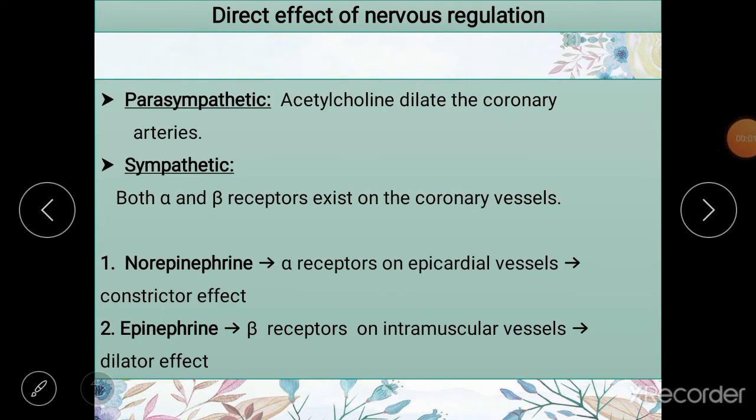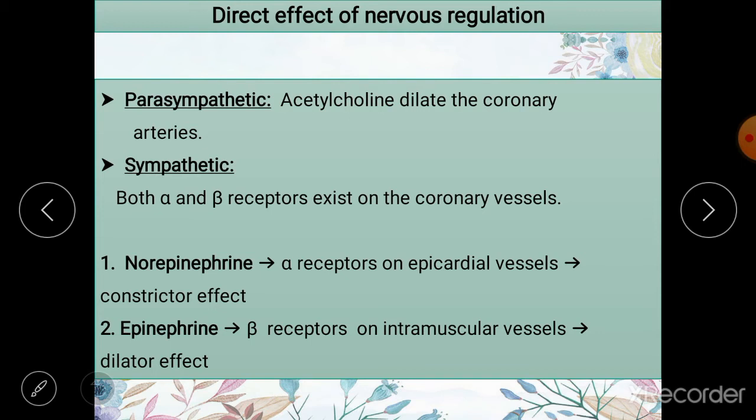So let us now study the direct effect of the nervous regulation. What is the direct effect? The direct effect is when you are at rest, your parasympathetic nervous system will be activated, and when you are exercising or when you are sympathetically active, your sympathetic nervous system will be activated.